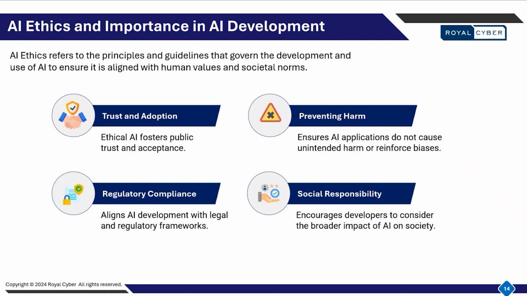The last one is social responsibility. Lastly, AI ethics encourages developers to consider the broader impact of AI on society. This includes thinking about how AI affects jobs, privacy, and even the environment. By taking a socially responsible approach, developers can ensure that AI contributes positively to society, enhancing the overall well-being of people and sustainability.